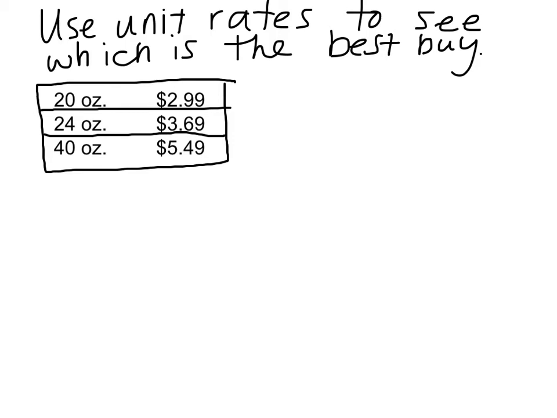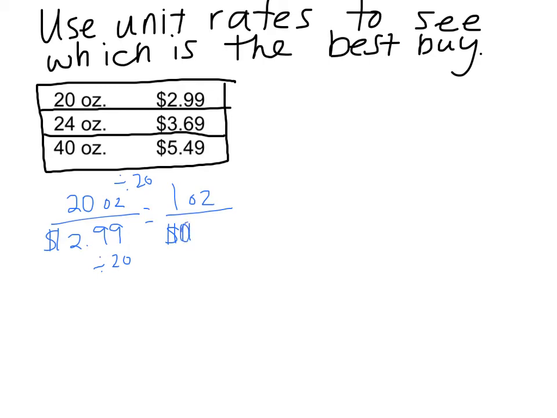Use unit rates to see which is the best buy. So I need to turn each of these into a unit rate. So the first one I'm going to say, okay, it's 20 ounces for $2.99. But I want to know how much it is for 1 ounce. So I divide by 20, divide by 20, and I get 0.1495, so it's money. So I'm going to round to the nearest cent. So I get 0.15 or 15 cents.